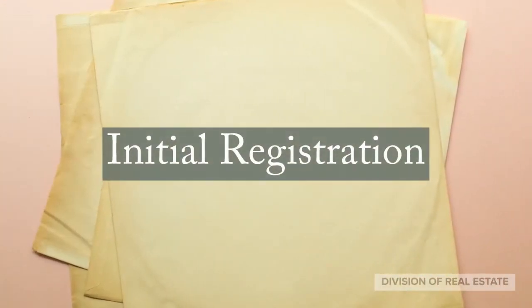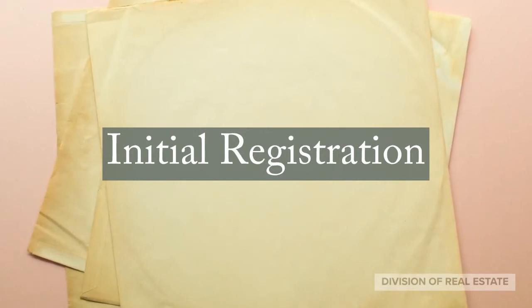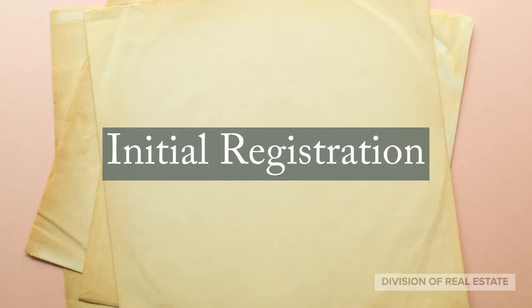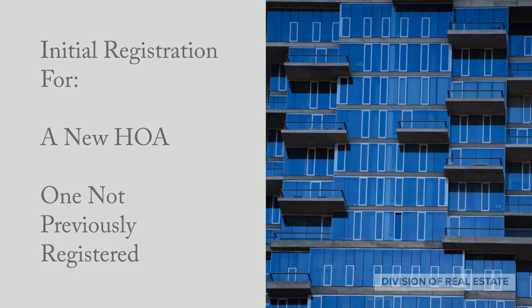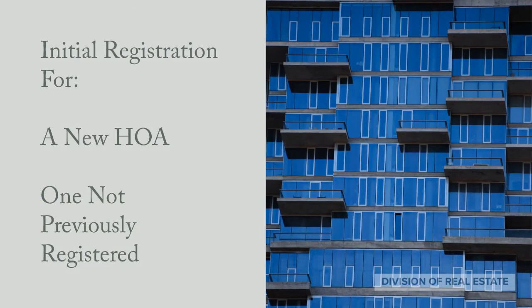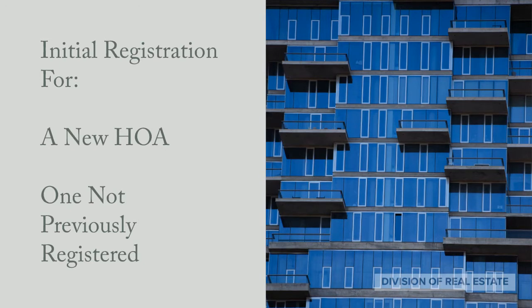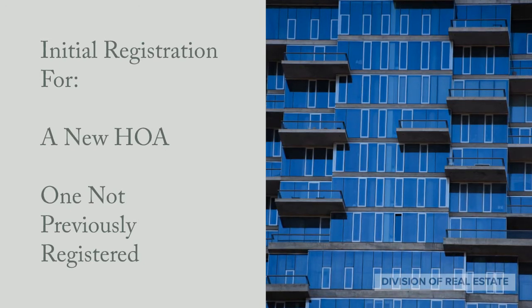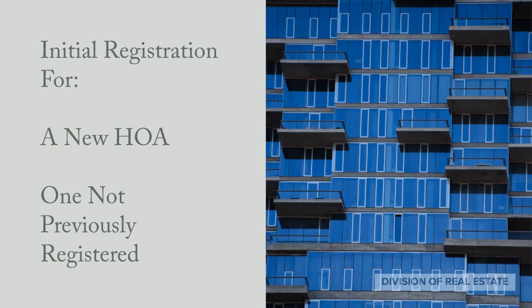Initial registration of an HOA. An HOA must complete an initial registration with the HOA Information and Resource Center. A newly established HOA, or an HOA that has not previously registered with the HOA Information and Resource Center, should go on to the registration page of the Center's website and provide the required information to establish an initial registration of that HOA.